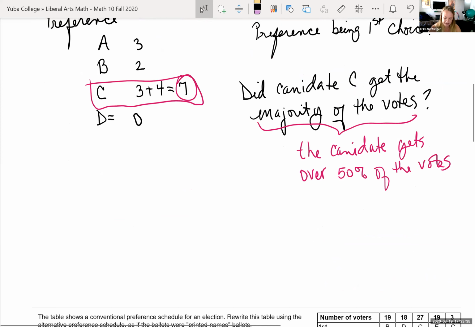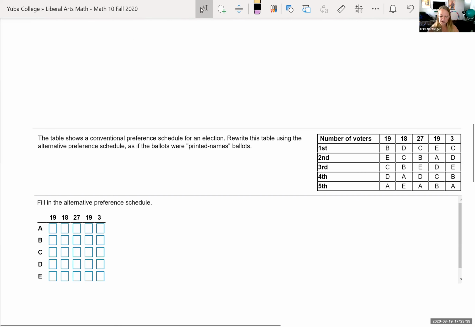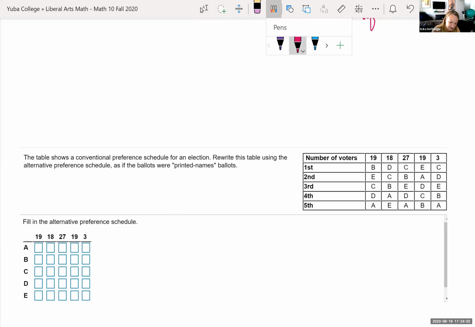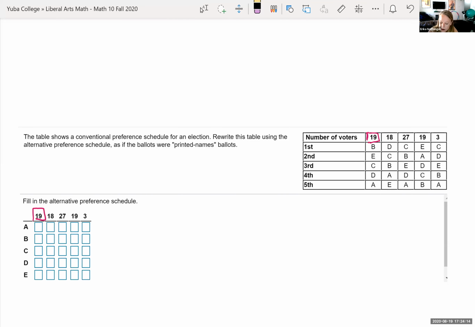And so that brings us to this example. The table shows a conventional preference schedule for an election. We're going to look at this table and rewrite it using an alternative preference schedule. Basically, all we're doing here is looking at the 19 people that voted this following way. For the people that voted this way, what place was A in? Did they get first place, second place, third place, fourth place, or fifth place? Well, in this ballot, 19 of them chose them in fifth place.